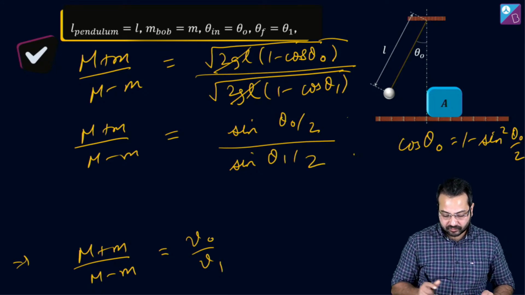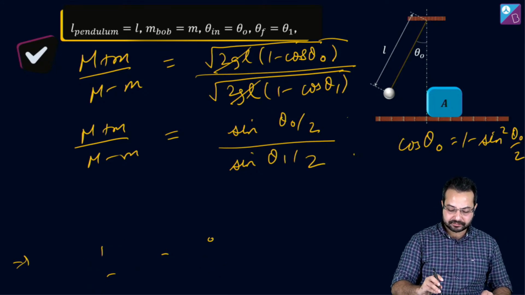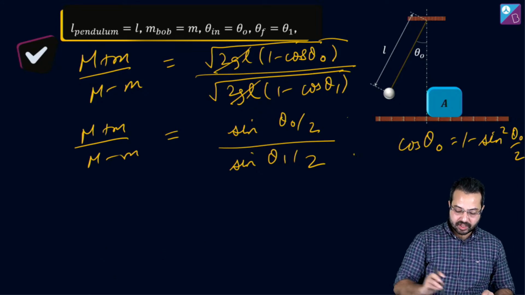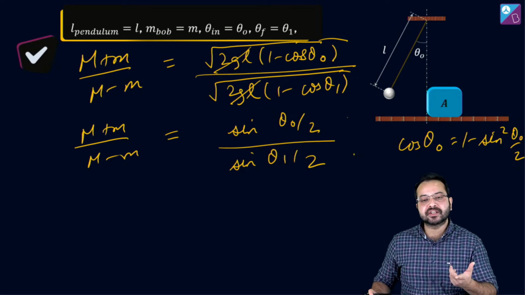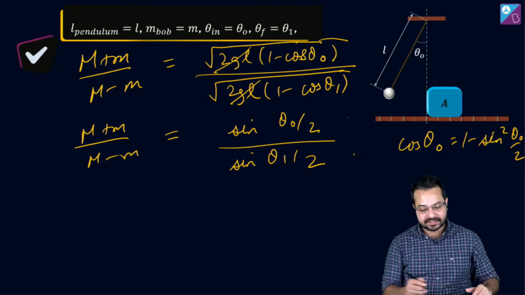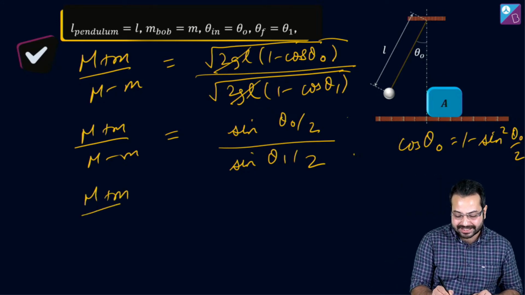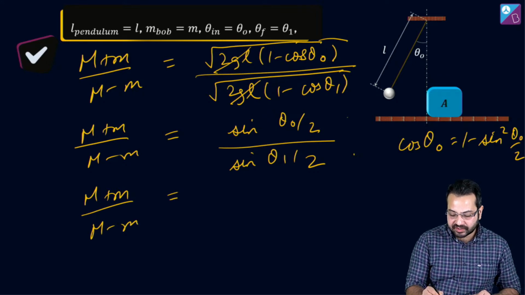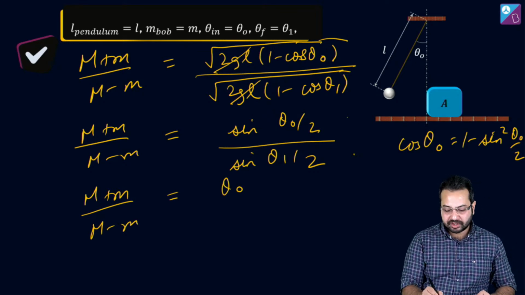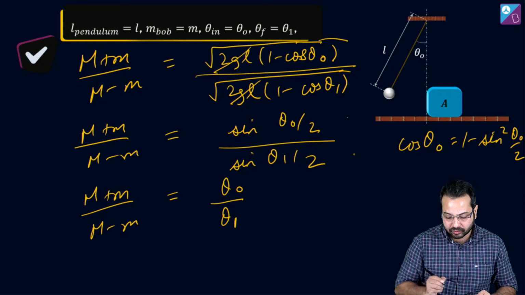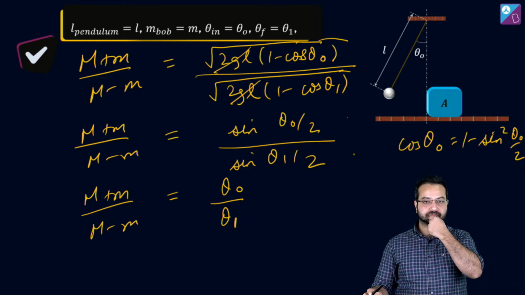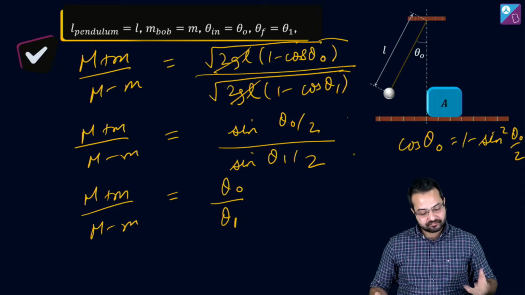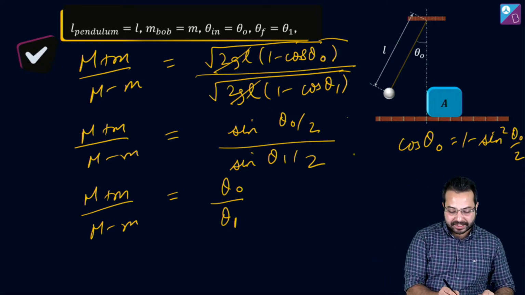Is that clear? And now what we can do is approximate. Because theta is small, we can approximate sin θ as θ. So we'll have (M + m)/(M − m) is equal to (θ0/2) divided by (θ1/2). So this becomes θ0 upon θ1. Is that clear? So now what do we need to find out? We need to find out capital M.